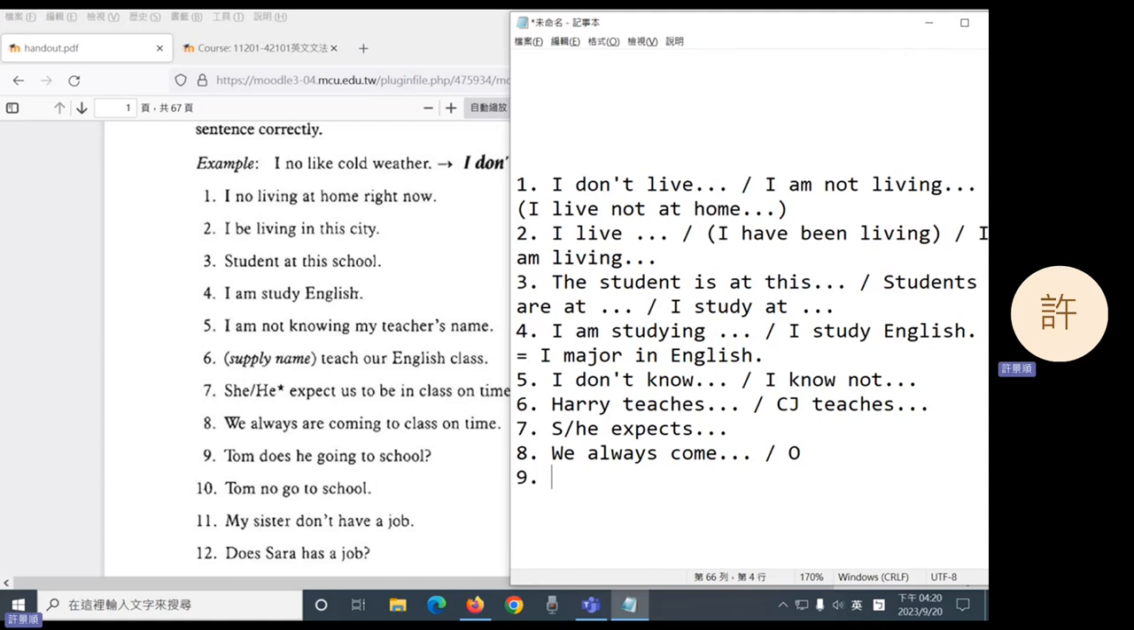Number 9, Tom, does he going to school? What is one possible answer? Does Tom go to school? What is another possible answer? Is Tom going to school? Okay, what is the difference between these two?